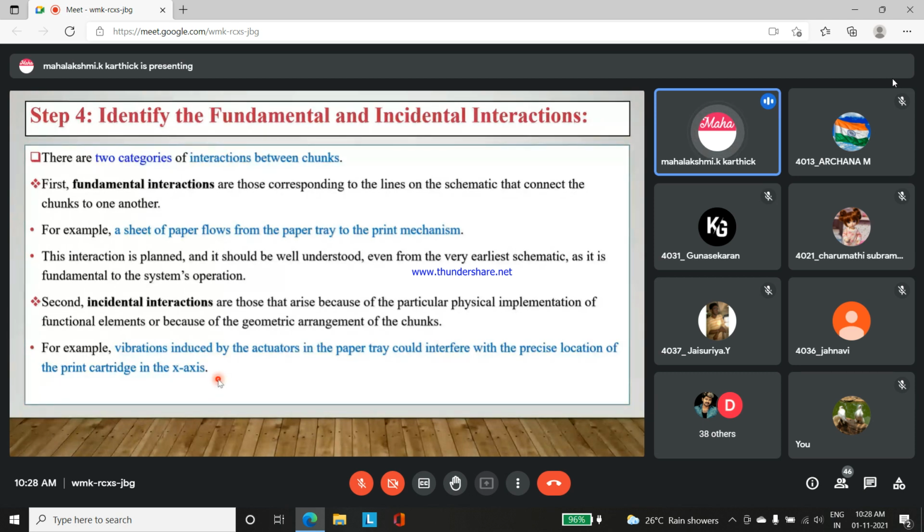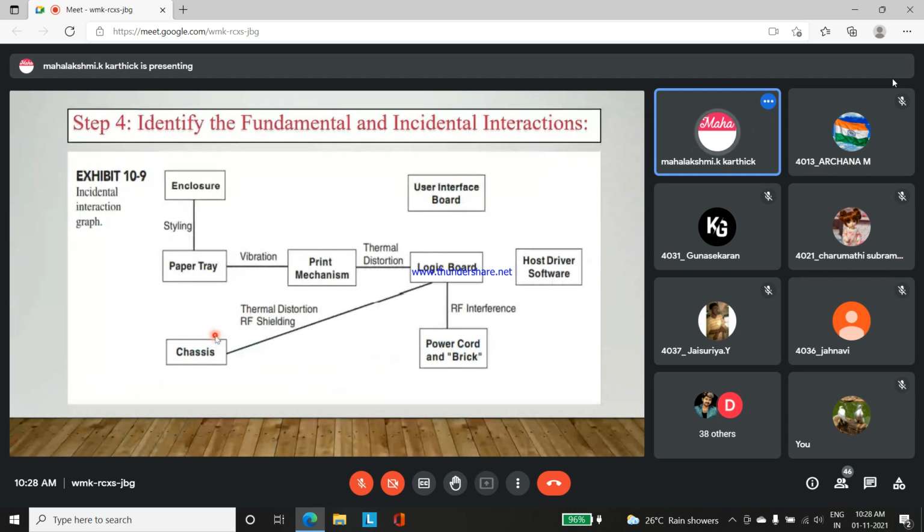So in step 4 process, both functional interactions and incidental interactions are identified, and for all products this incidental interaction graph will be created. For the DeskJet printer they have shown that the enclosure and paper tray styling is the incidental interaction found. Most of the time between these two chunks vibration will occur. So these are identified here and represented as a graph.